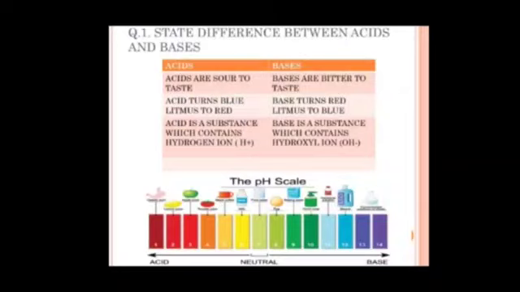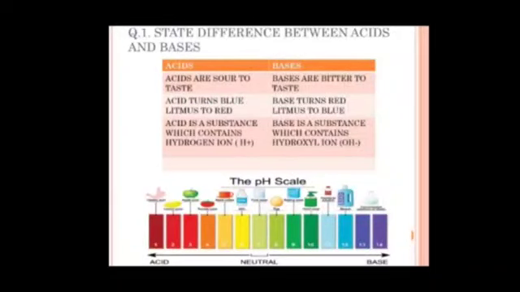Now point 3 for acid. Acids give no color with phenolphthalein, as you have seen in the demonstration, and bases give pink color with phenolphthalein. Remember, acids give no color with phenolphthalein and bases give pink color with phenolphthalein. This is the third point.